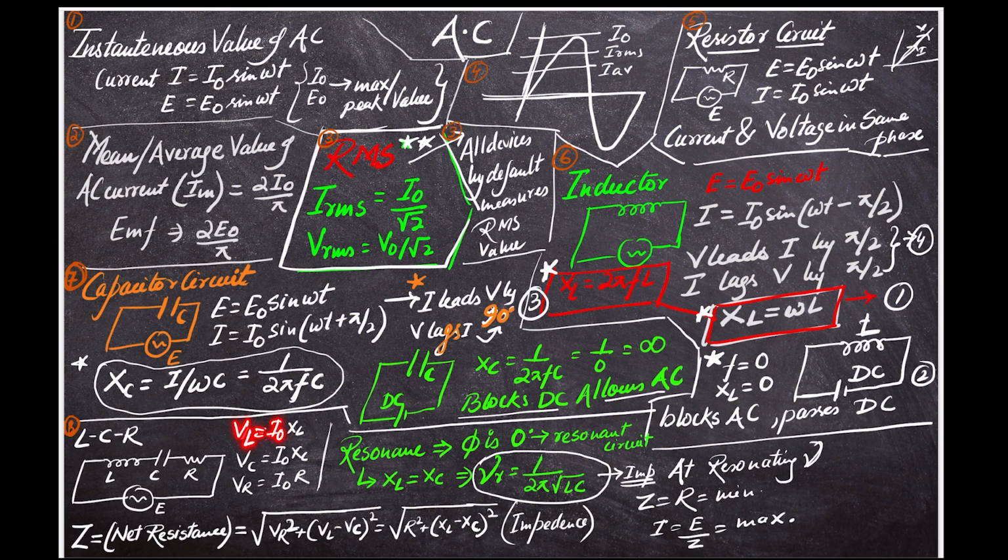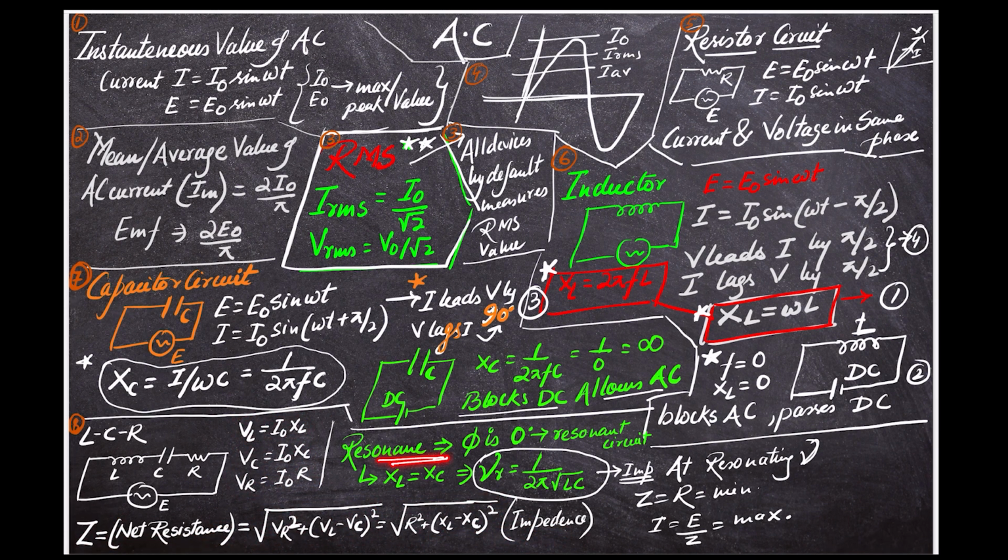That is equal to the maximum current into the resistance, V is equal to IR. Voltage across the capacitor is equal to I naught into XC, and voltage across the resistor is equal to I naught into R. Now, this Z is nothing but the net resistance, which is given a new term, impedance. It is equal to the root of voltage across the resistor squared plus voltage across the inductor minus voltage across the capacitor, whole squared. The same thing can be written in the form of resistance also: Z equals root of R squared plus (XL minus XC) the whole squared. Very simple, very important.